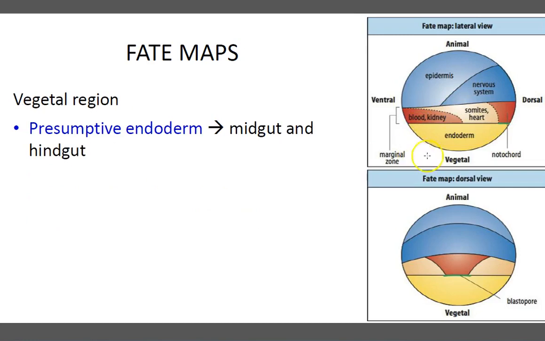And then the vegetal pole will now become your presumptive endoderm, which gives rise to your midgut and hindgut. So that includes now your intestine up to the anus.